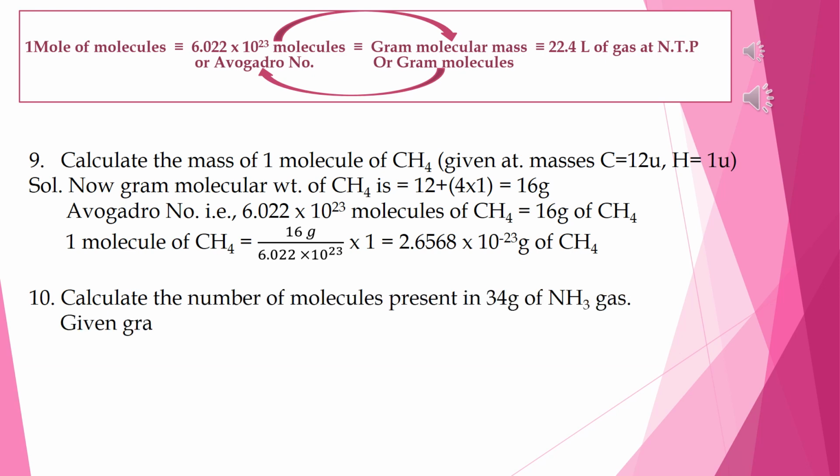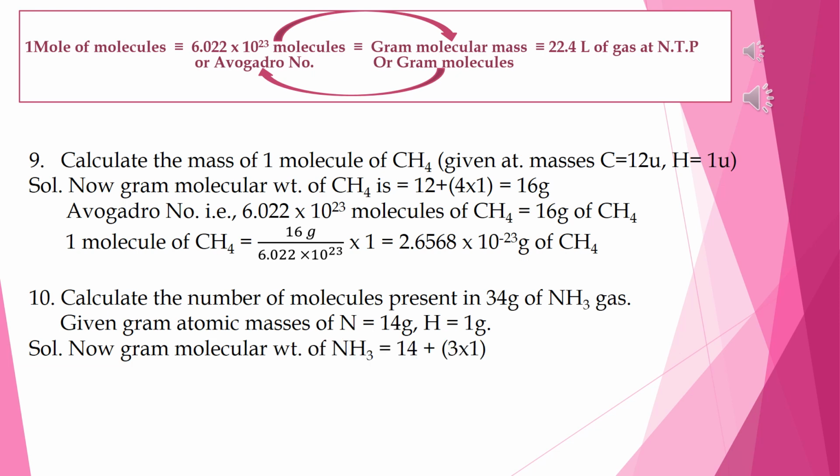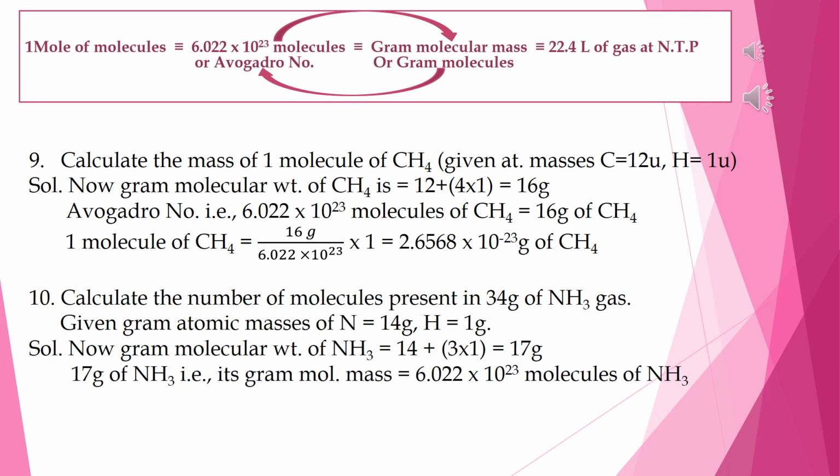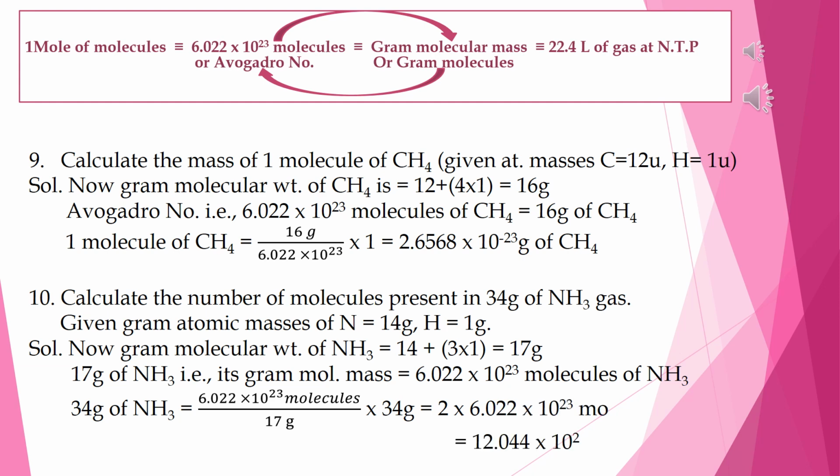Here the gram atomic masses of nitrogen and hydrogen are given, that is 14 gram and 1 gram respectively. First we have to find out the gram molecular weight of ammonia, which comes out to be 17 gram. As we know, 17 gram of ammonia is equal to Avogadro number of molecules of ammonia. So 34 gram of ammonia is equal to how many molecules? 6.022 × 10^23 divided by 17, multiplied by 34. That comes out to be 12.044 × 10^23 molecules of ammonia.